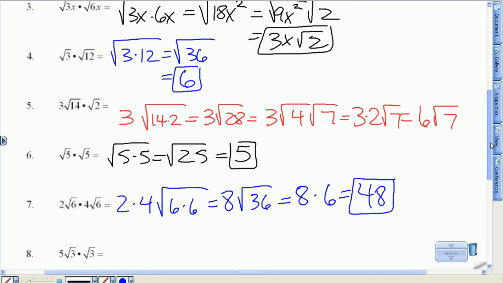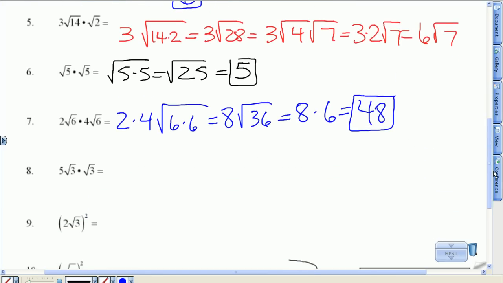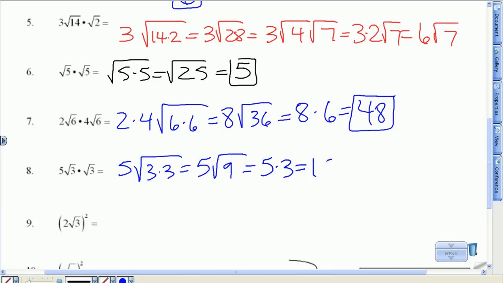Problem 8. Multiply the coefficients together. 5 times 1 is 5. Multiply the radicands together. That product stays a radicand. It becomes 5 radical 9. The square root of 9 is 3, so that is 15.